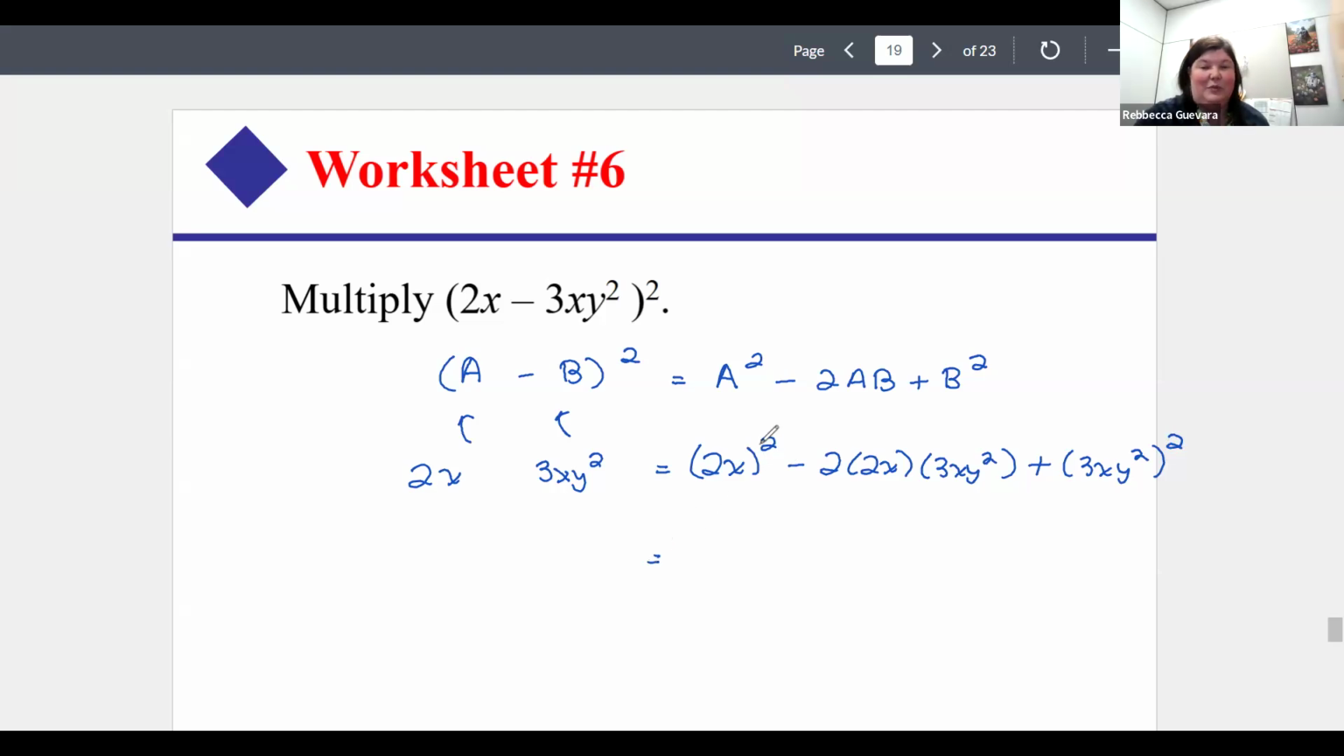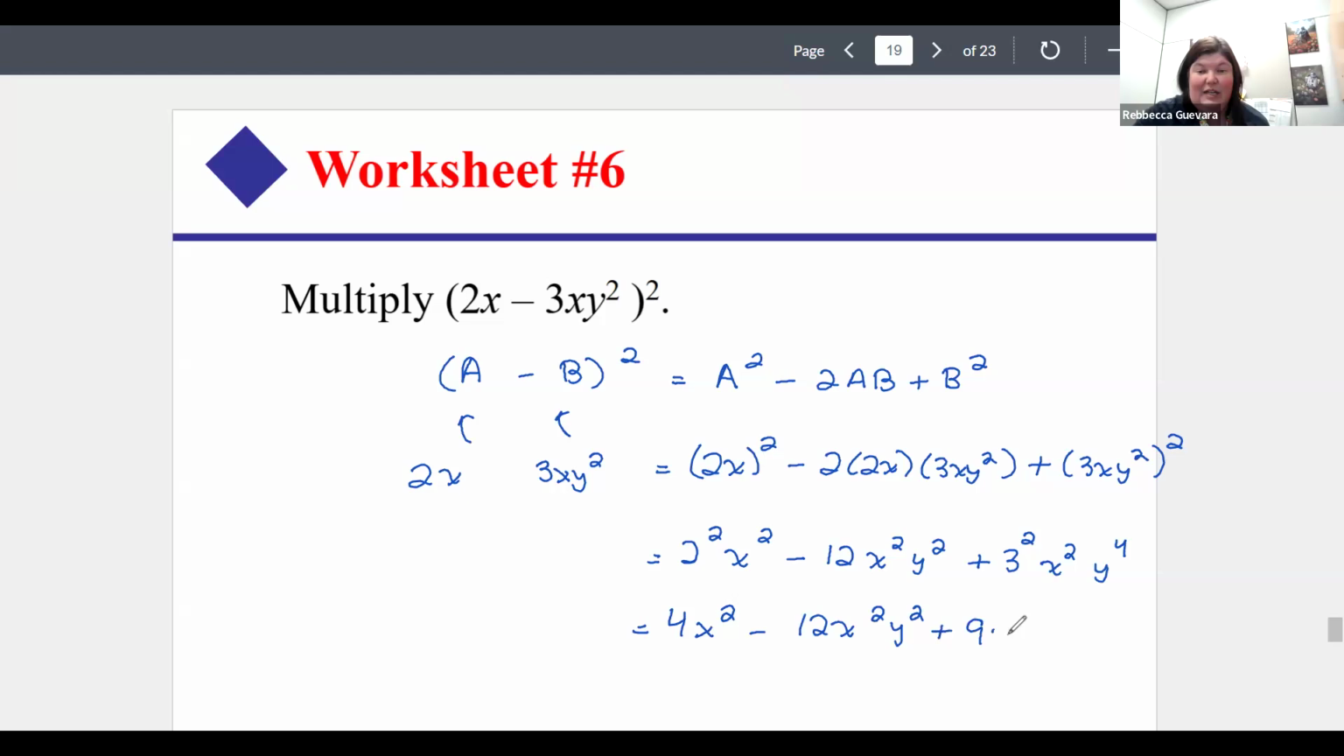So just remember with your rules of exponents, the square distributes. So that is 2 squared, x squared. And then here we're going to have minus, let me see, 4 times 3. So that will be 12. We get x squared, y squared. And this is going to be plus 3 squared because we're distributing x squared. And that will be y to the 4th. This is just 4x squared minus 12x squared y squared plus 9x squared y to the 4th.